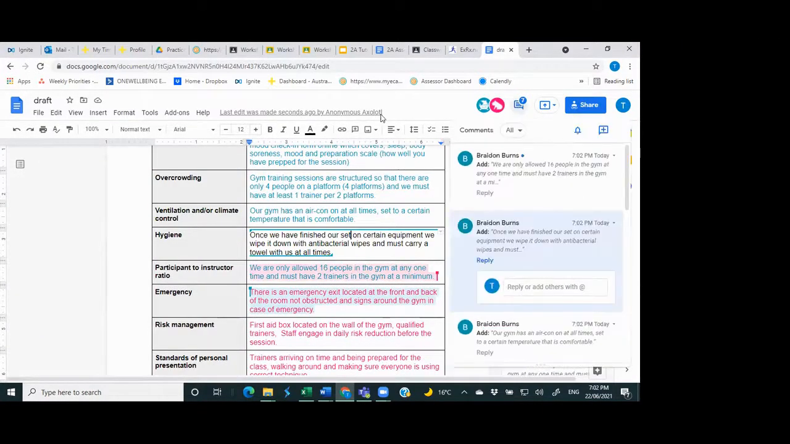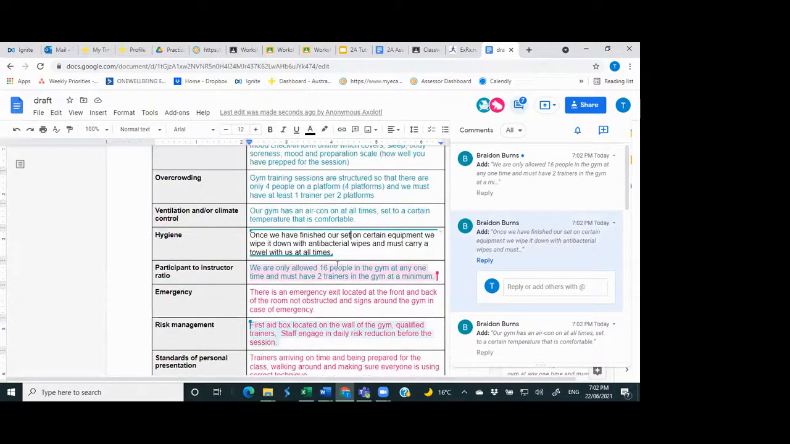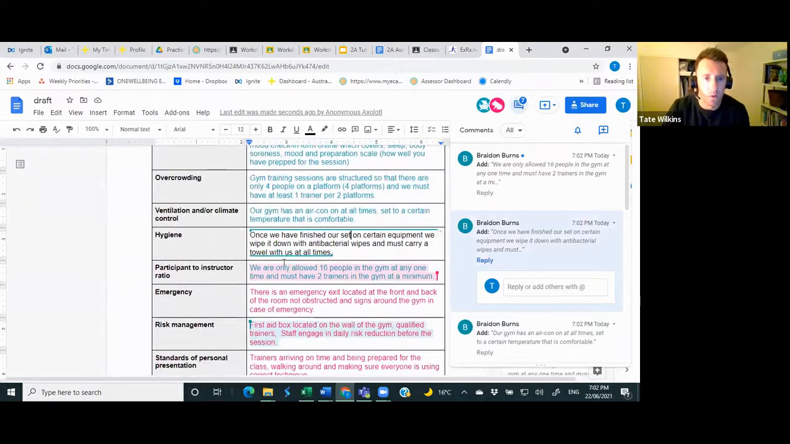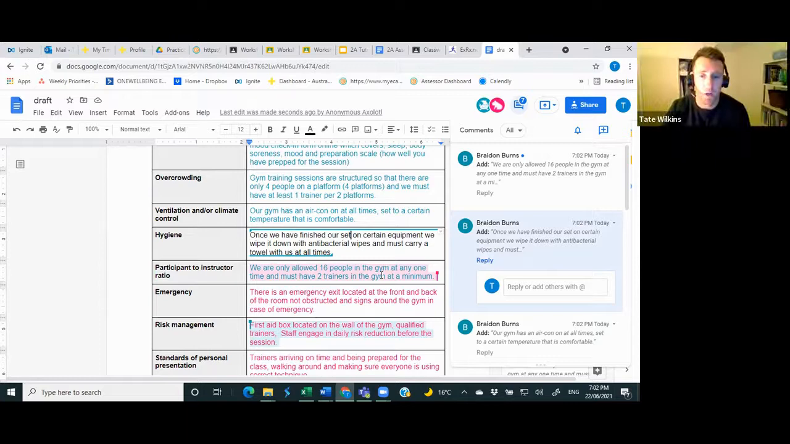Should I change that participant to instructor ratio, or just leave it? Because I don't. Oh, because it's got, where is it? Trainers. Yeah, if you can change it to how you have it.